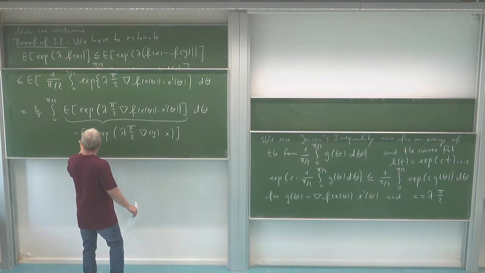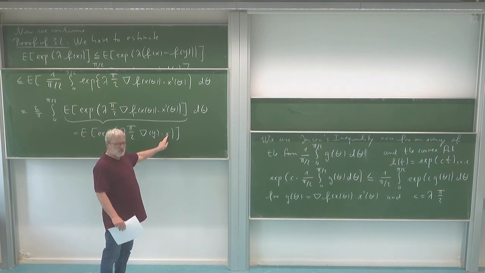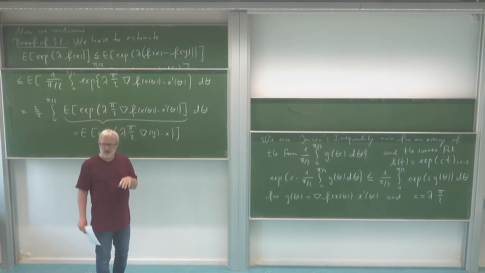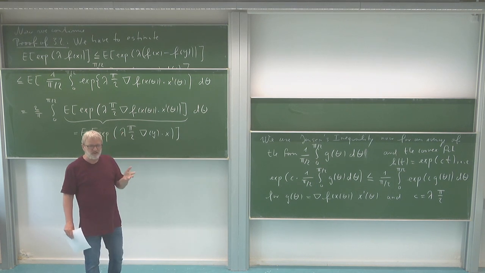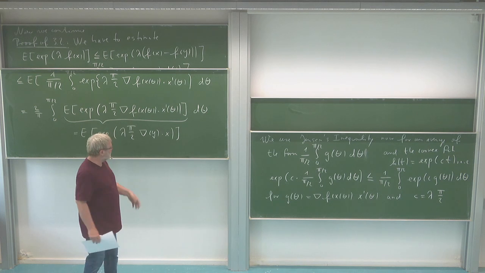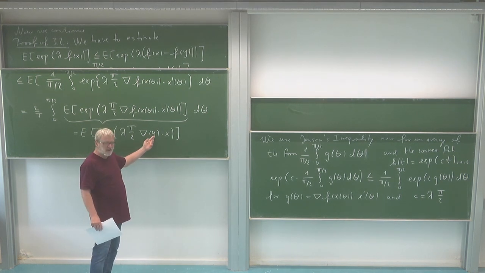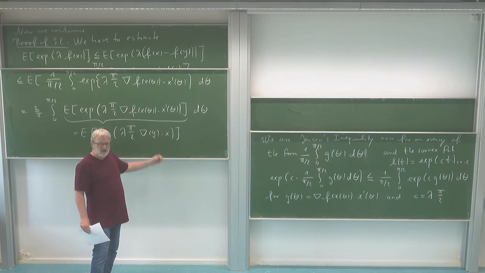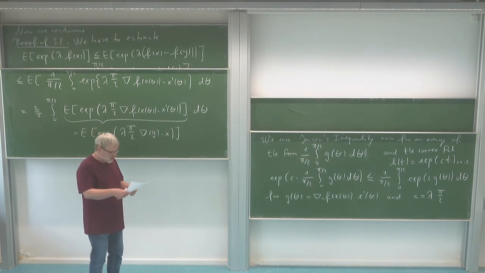I have to take the expectation with respect to x and y. So I have to integrate with respect to the density of x and the density of y, but x and y are independent, which means I can fix y and then take the expectation over x. Because they are independent, this factorizes.